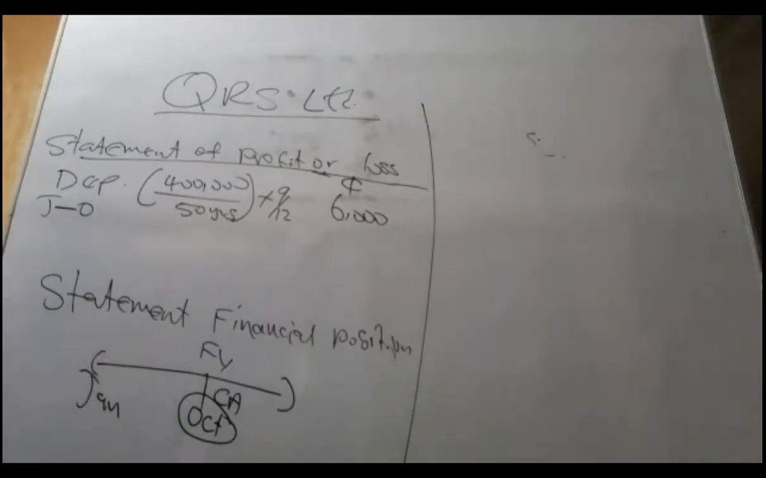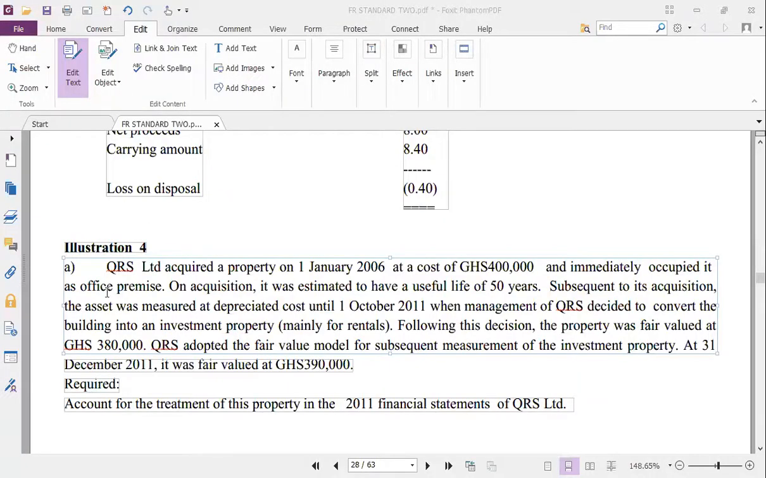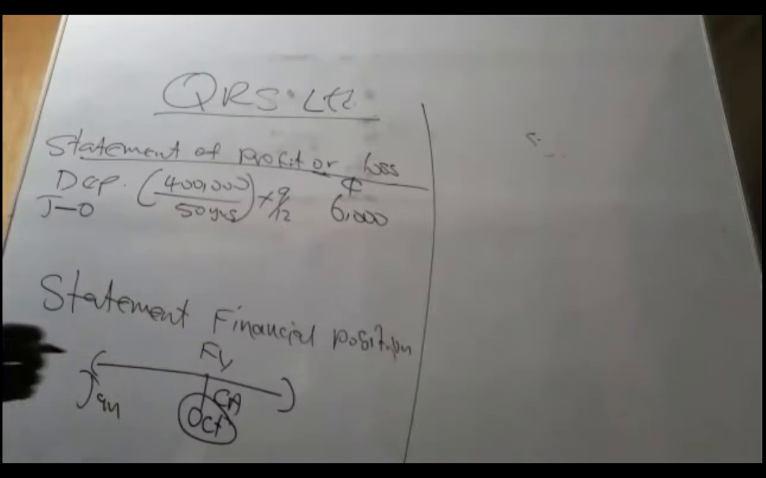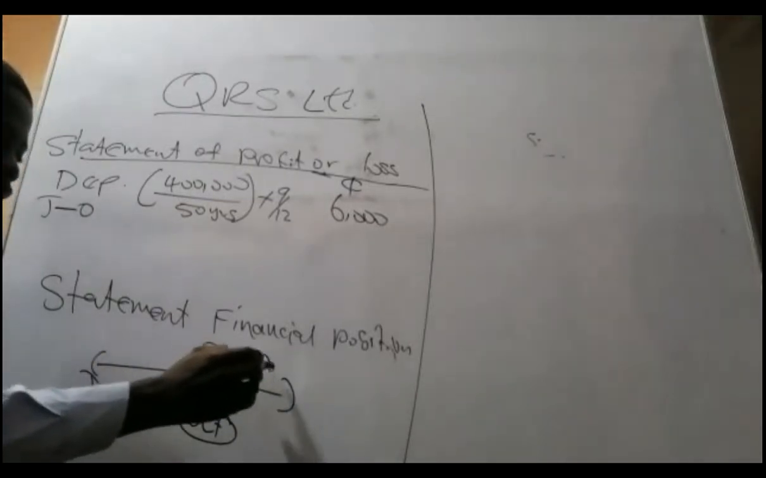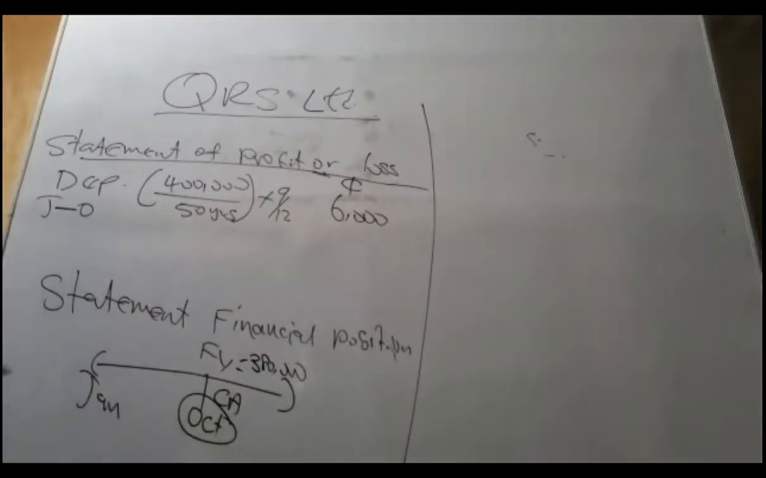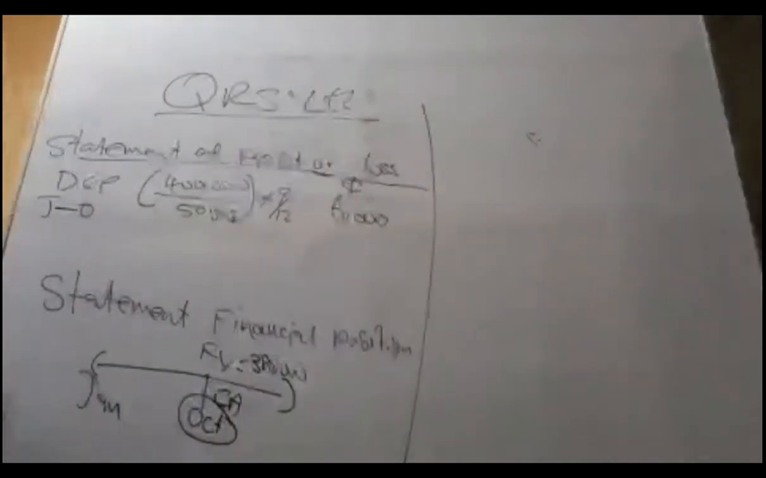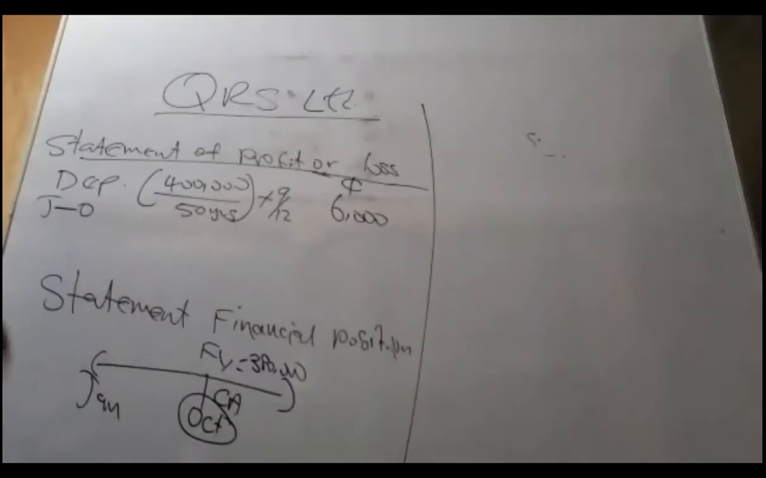Let's go and pick it from the question. Fair value at the date of the transfer. Following this decision, the property was fair valued at what? 380,000 Ghana cedis. So the fair value we know, 380. Then what's the carrying amount? So that we can use IAS in the revaluation model. Even though the company is using the cost model, here we have to adopt the revaluation model to just account for the difference.